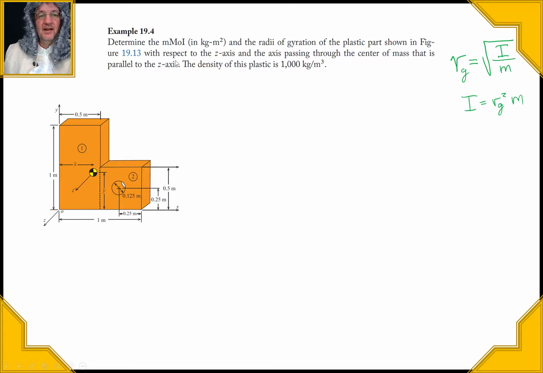But let's see, we want to find both the mass moment of inertia and the radius of gyration of the plastic part with respect to the z-axis, that is, the axis parallel to the z-axis that passes through the center of mass. So we need to find the center of mass first to be able to do that. And they give us the density of the plastic, and they also give us all these dimensions, right? So this thing's huge. It's like 1 meter by 1 meter, half a meter, and 0.125 is the diameter of that.